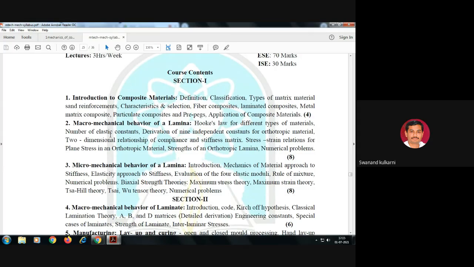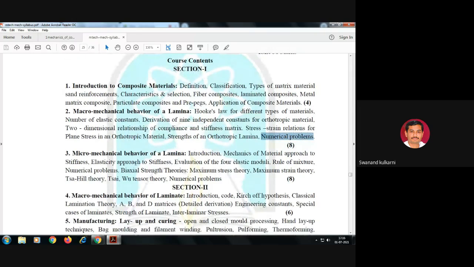Then as a part of macro mechanical behavior of lamina, we started with Hooke's law for different types of material, number of elastic constants, derivation of 9 independent constants for orthotropic material, two-dimensional relationship of compliance and stiffness matrix, stress-strain relations for plane stresses in orthotropic materials, strength of orthotropic lamina and numerical problems. Now a few numerical problems we are going to see, because this part we have studied already, and then we will go for the micro mechanical behavior.